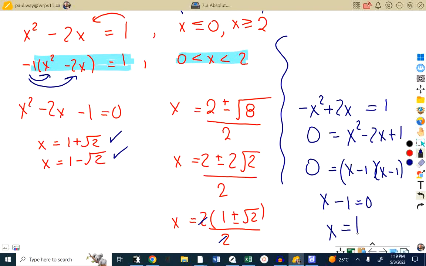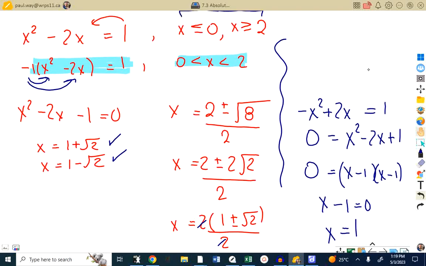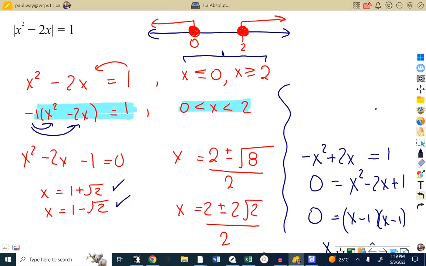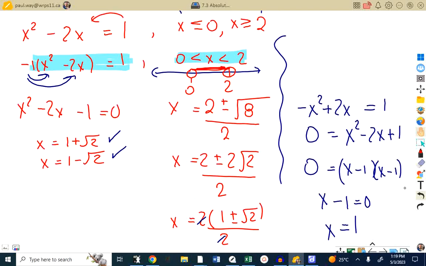Now, listen, I know you don't have to do this, but I'm going to put a number line here for this. The number line for this is from 0 to 2, but it's in between them. Is the solution that we get here, which is 1, in between 0 and 2? Yes. So we have a third solution.